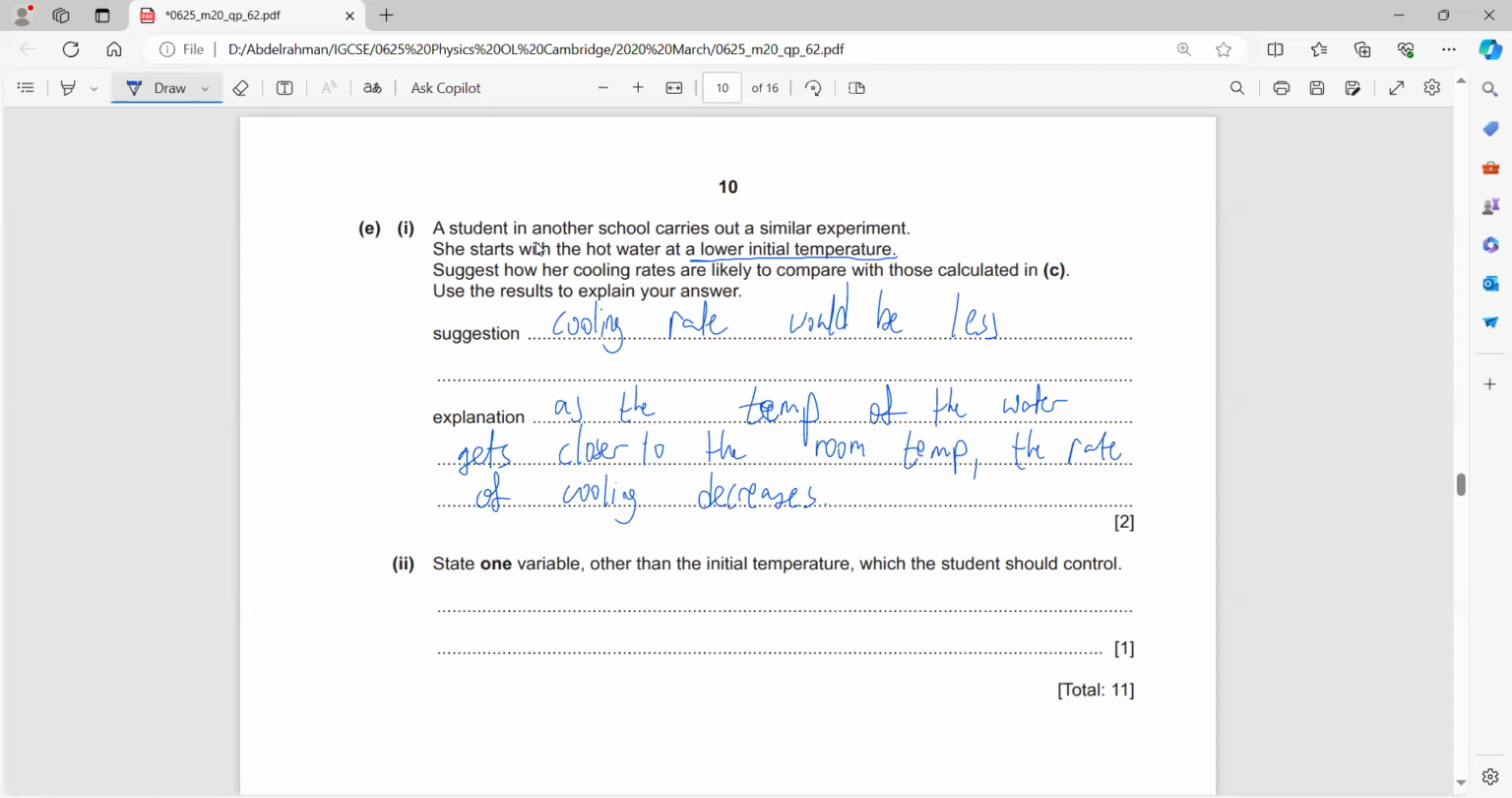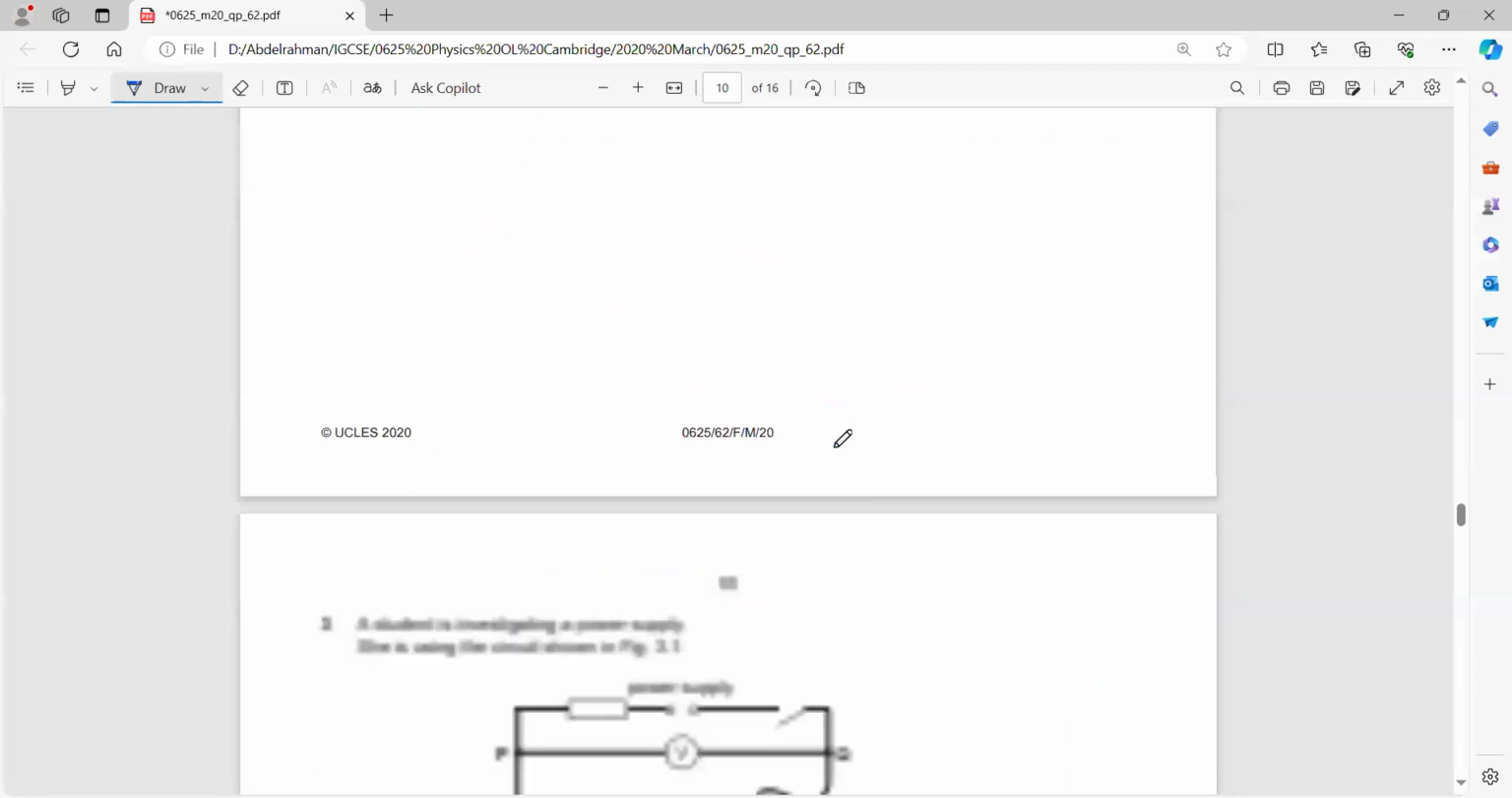State one variable other than the initial temperature, which the student could control. Volume of the water. Yes. Okay. Volume of water. Right.